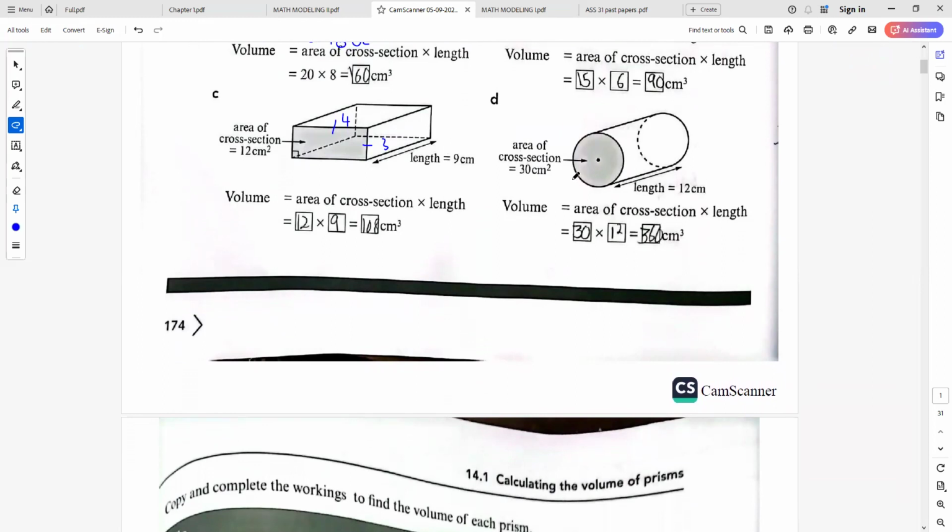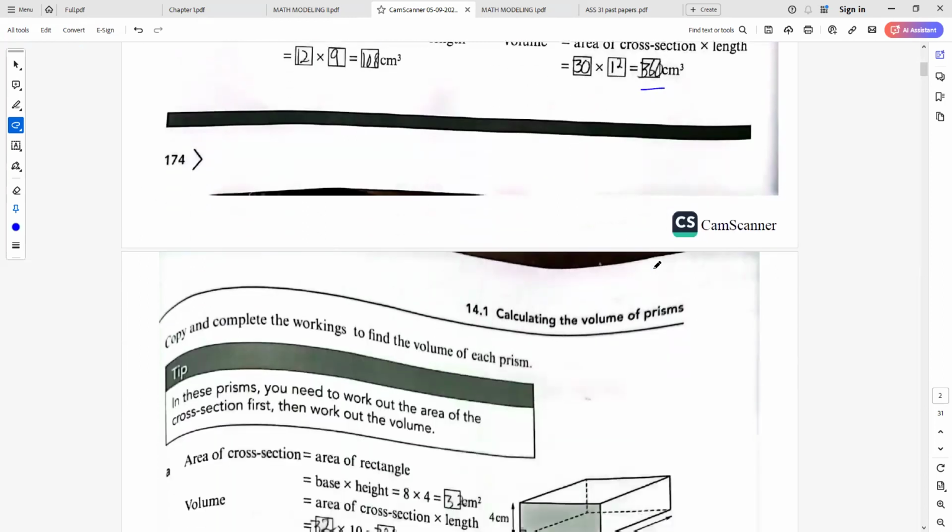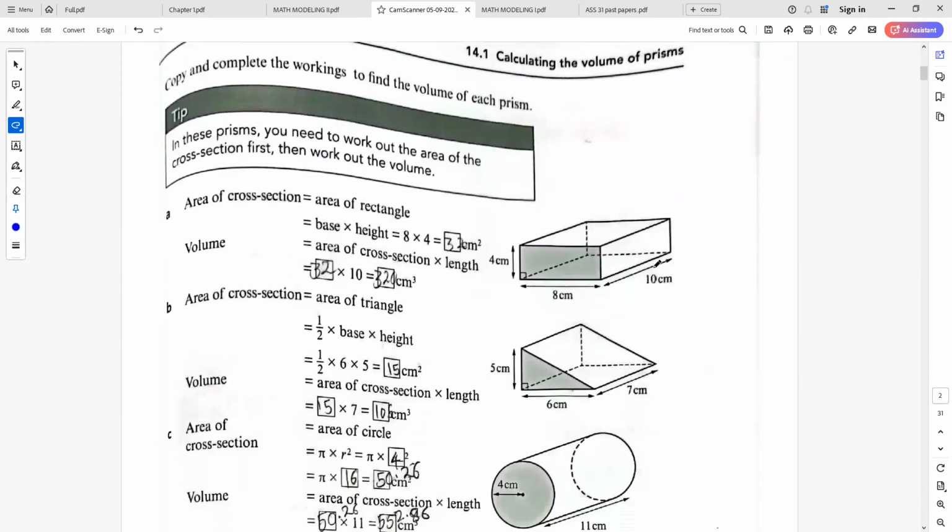Now here they have given a cylinder shape, right? Now area of cross section is 30 centimeters here. Without giving this cross-sectional area directly, if they had given the radius, then you have to find out the cross-sectional area, right? But here that is not necessary. I'm just telling the idea. So here 30 into 12, then it gives you 360 centimeter cube. Okay. Then we will move to the next question.